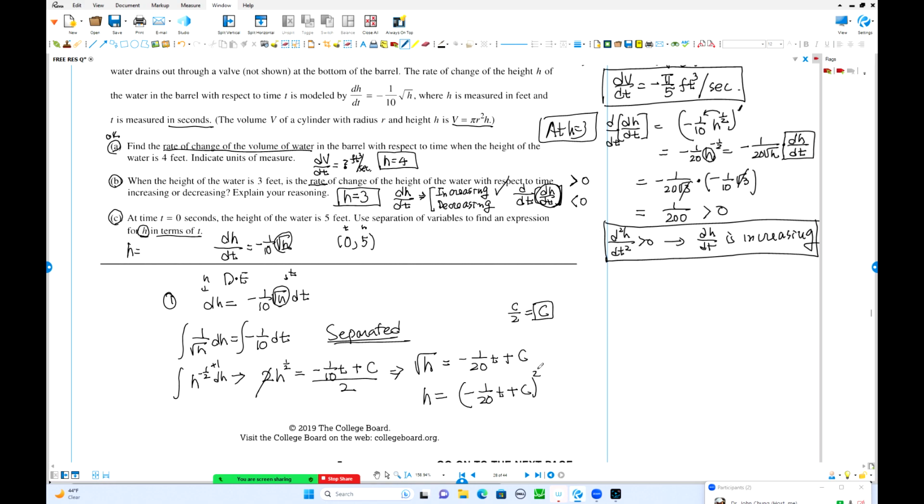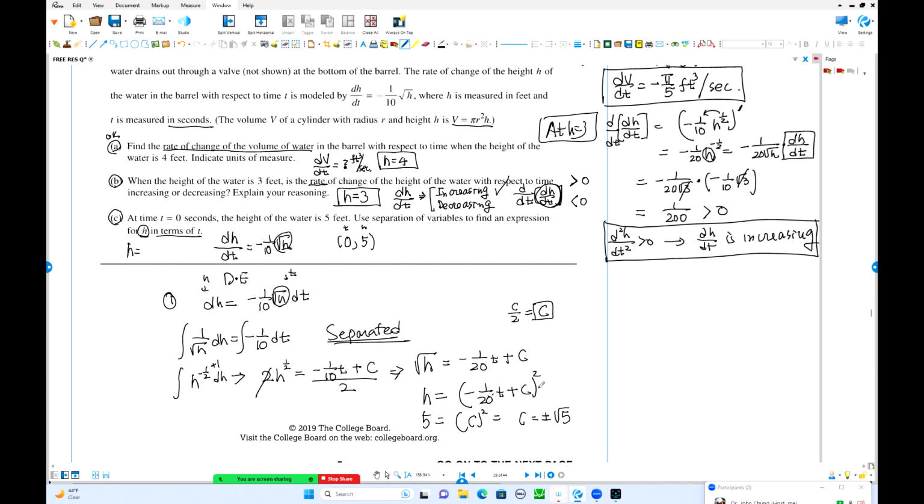Are you okay with this? Now let's find the value of c. The initial condition is when time t is 0, h is 5. So 5 equals negative 1 over 20 times 0, which is 0, plus c, squared. So we have two values of c: c equals plus or minus square root 5. But which one is correct?